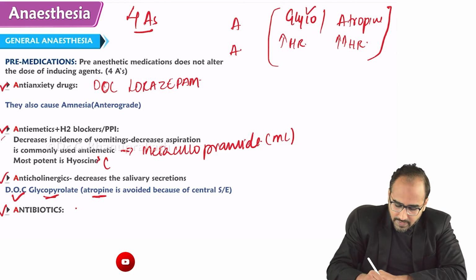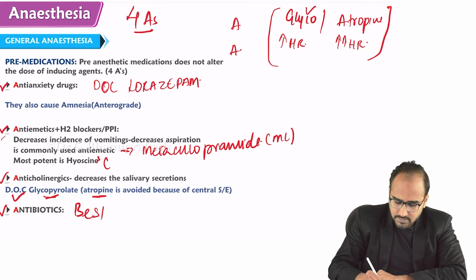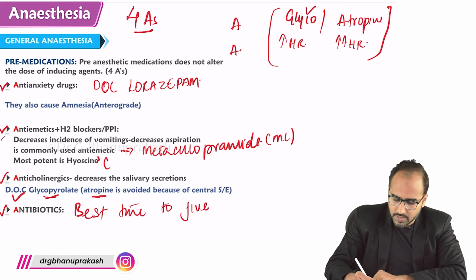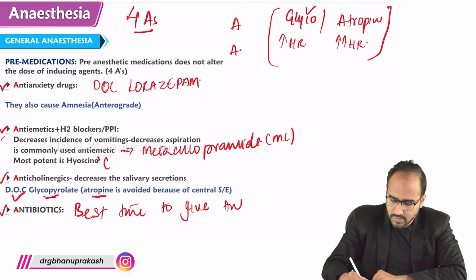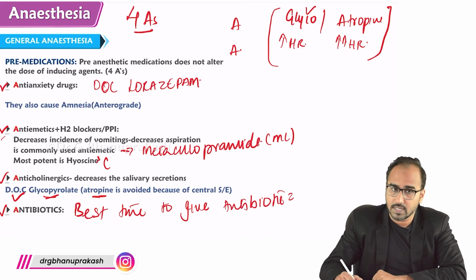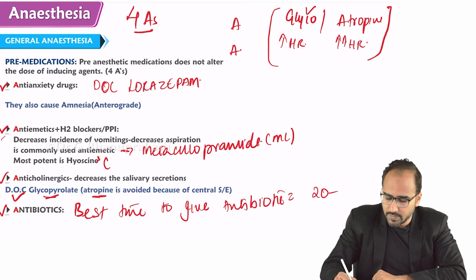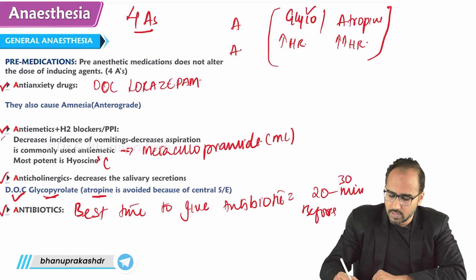The best time to give antibiotic is... come on guys, what's the best time to give this antibiotic? It is 20 to 30 minutes before surgical incision.